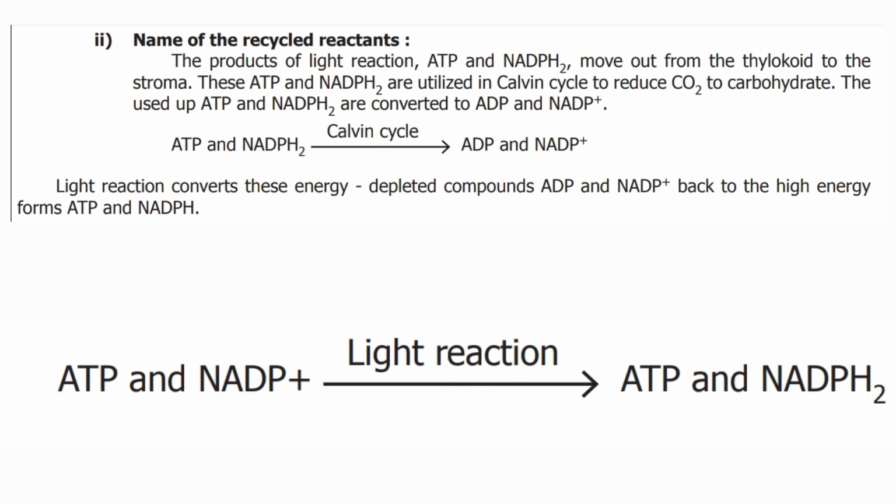Light reaction converts these energy depleted compounds ADP and NADP plus back to the high energy forms ATP and NADPH2. ADP and NADP plus, light reaction gives ATP and NADPH2.